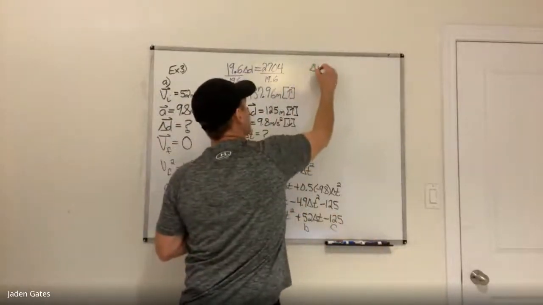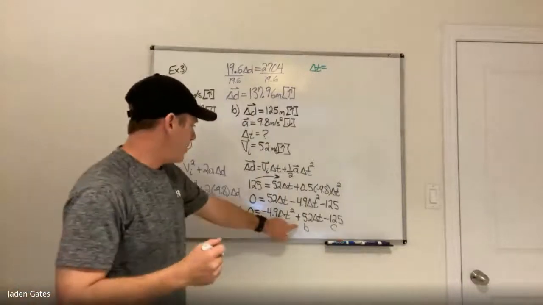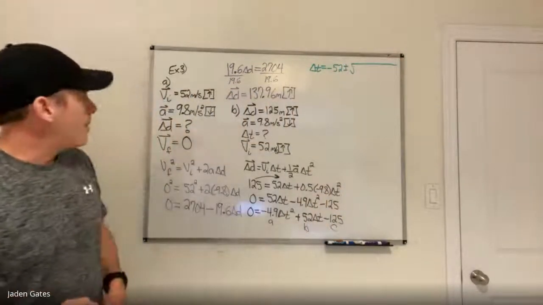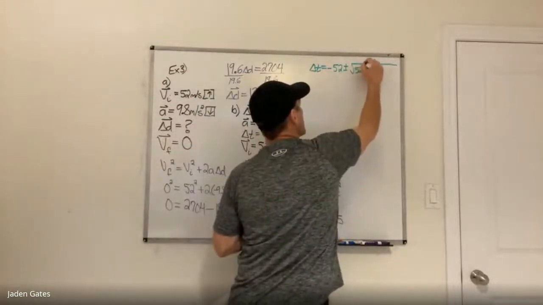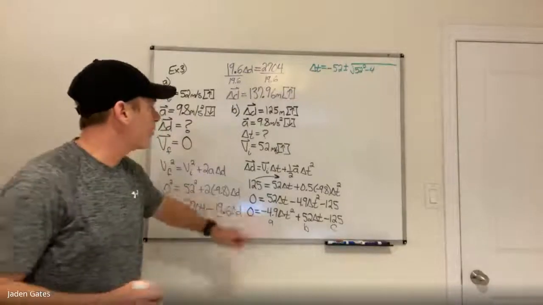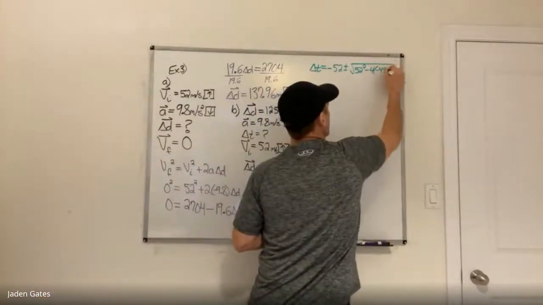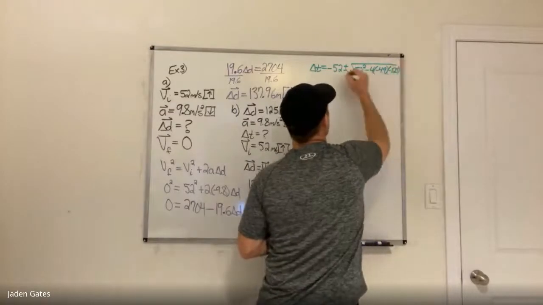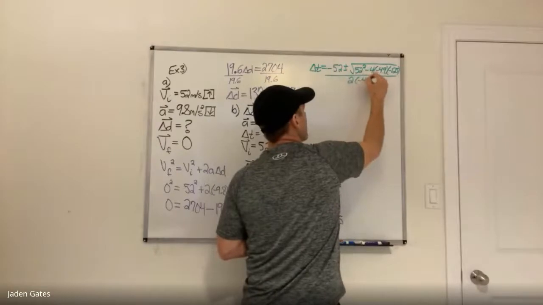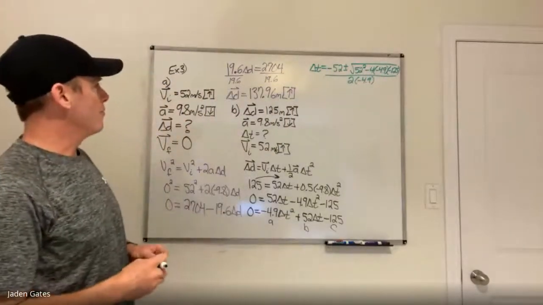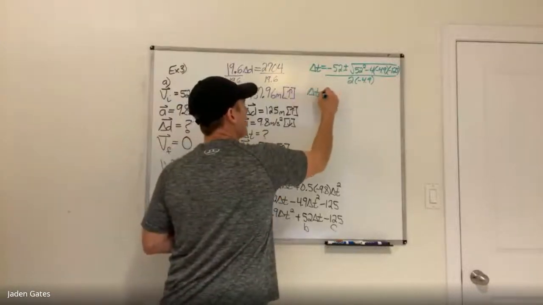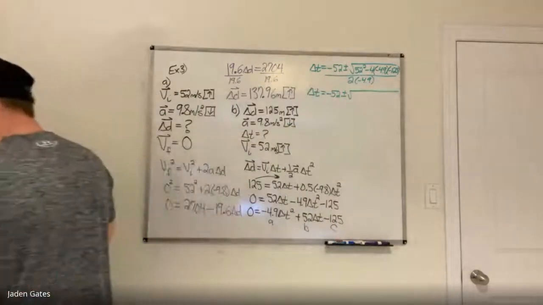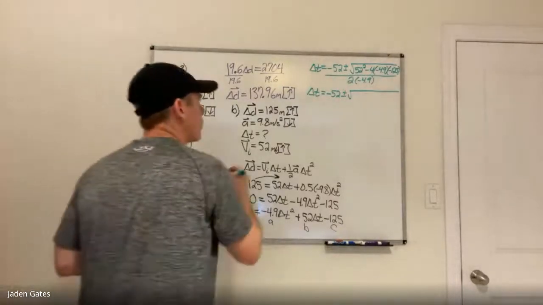hopefully I've got room here, so I might have to skip a few steps, but here we go. Delta T equals negative B, well, B is 52, so I'm going to have a minus 52, plus or minus the square root of B squared, which is 52 squared, minus 4AC, where A is negative 4.9 and C is negative 125, divided by 2A, which is 2 times negative 4.9. Sorry if this is a little jumbled or hard to read. So 52 squared, that's a big number, is 2704.